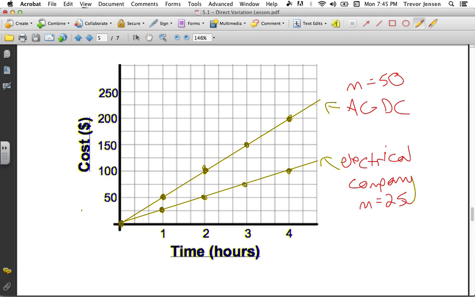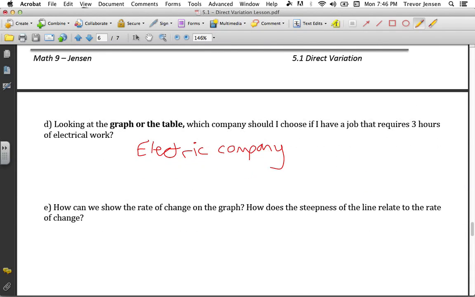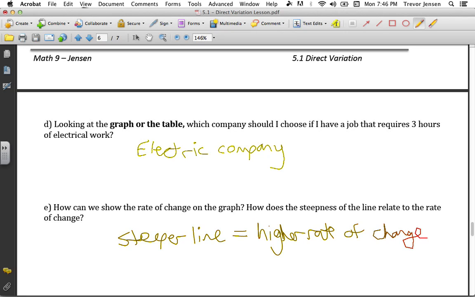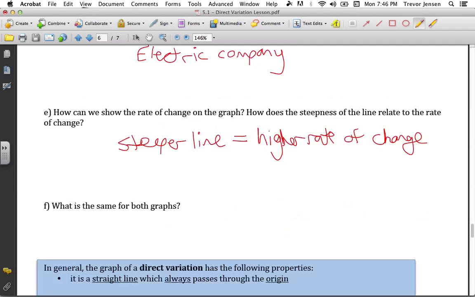So what you want to notice here, the steeper the line is, the higher the rate of change. Electrical company isn't as steep because it only goes up by 25 each hour. So a higher rate of change means a steeper line. So I'll just jot that here. Steeper line equals higher rate of change. Remember, your rate of change is your constant of variation in a direct variation relationship.